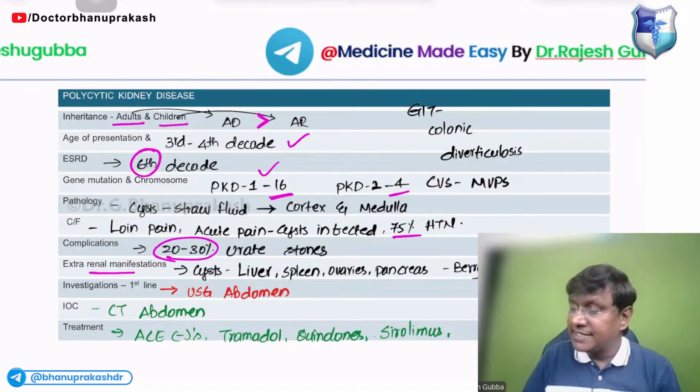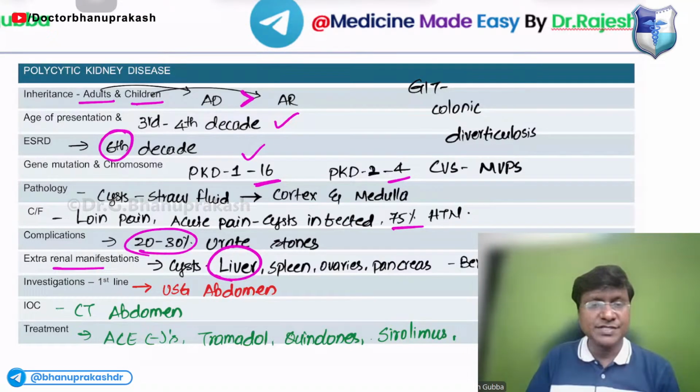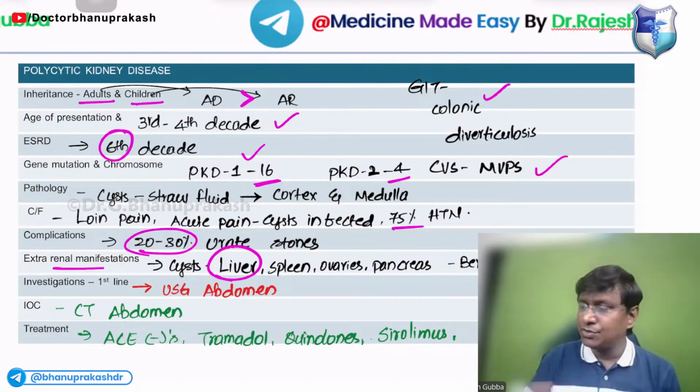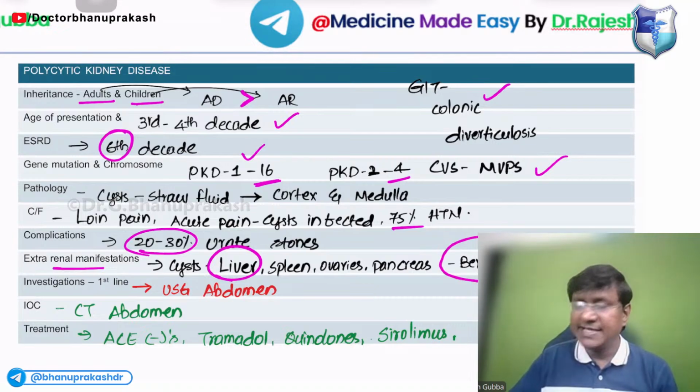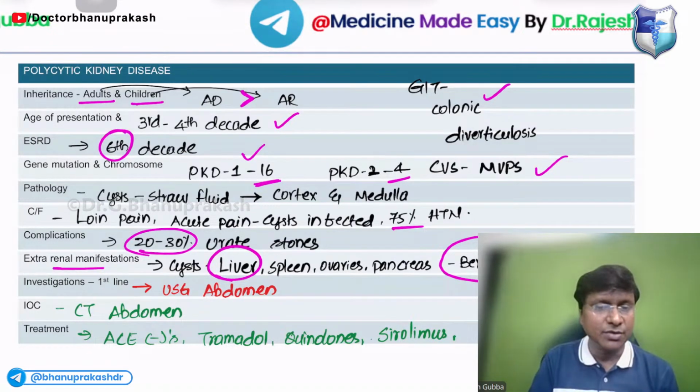If you take the extrarenal manifestations, the cysts are not present only in the kidney, right? Cysts are also present in the liver, spleen, ovaries, as well as the pancreas. Gastrointestinal tract abnormalities can also be there, in the form of colonic diverticulosis. Cardiovascular abnormalities can be there in the form of mitral valve prolapse, and CNS involvement can be in the form of berry aneurysms. Whenever they rupture, that will result in subarachnoid hemorrhage.